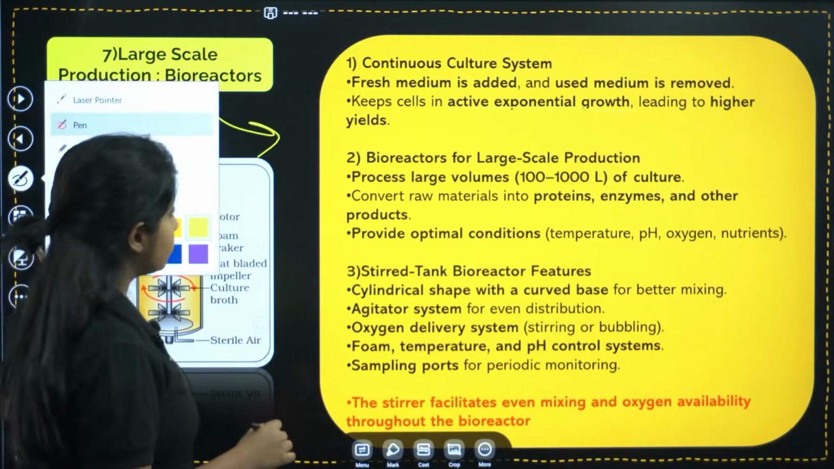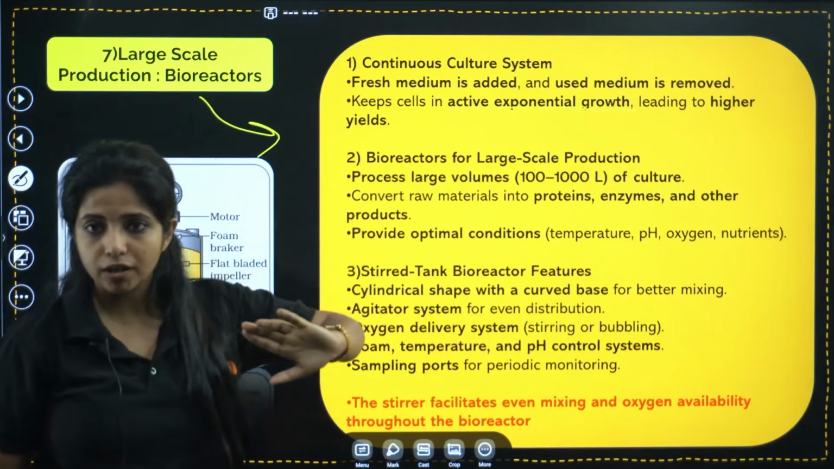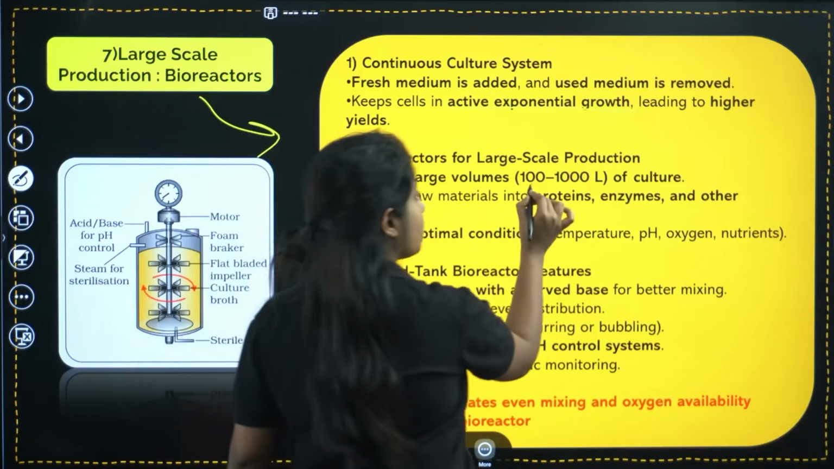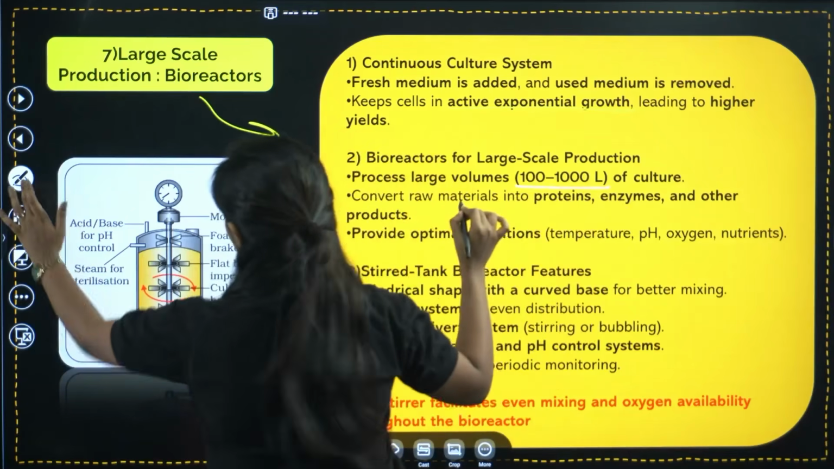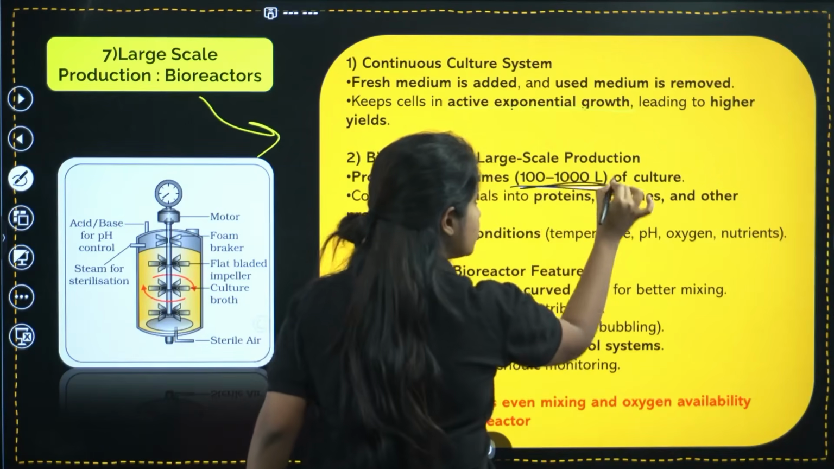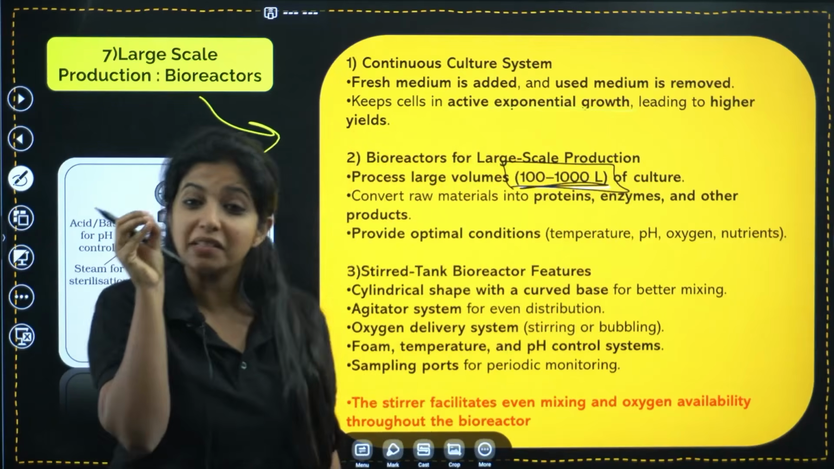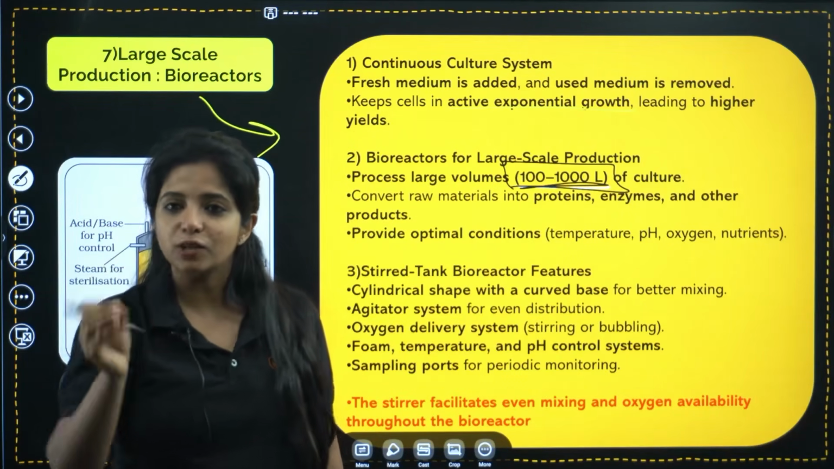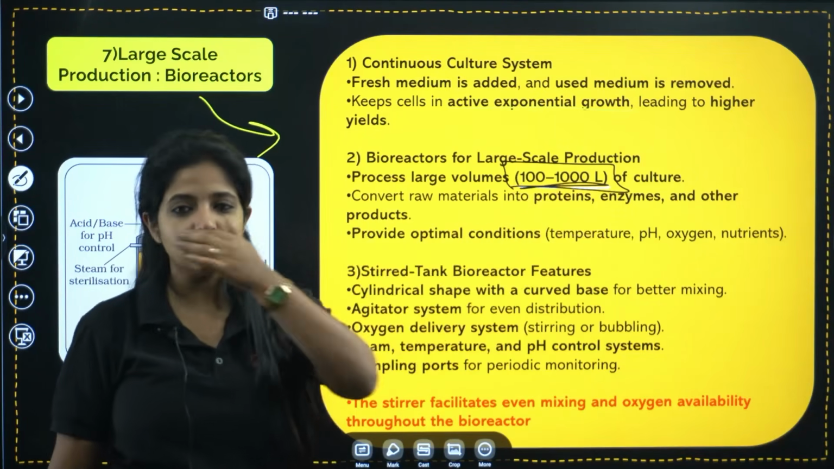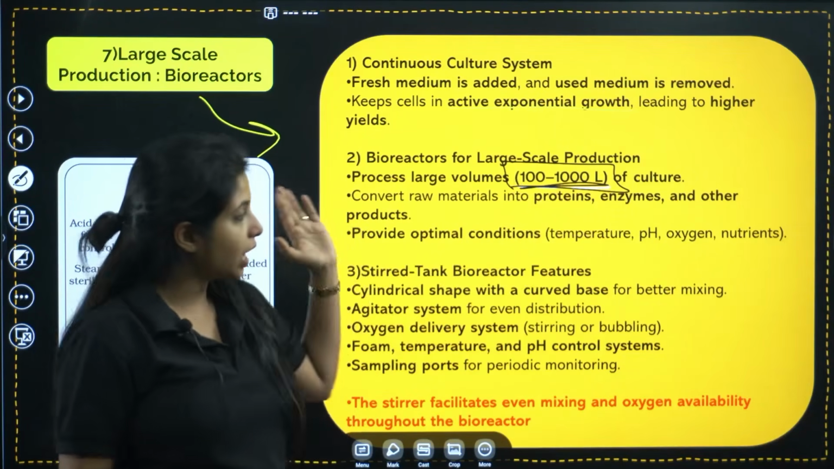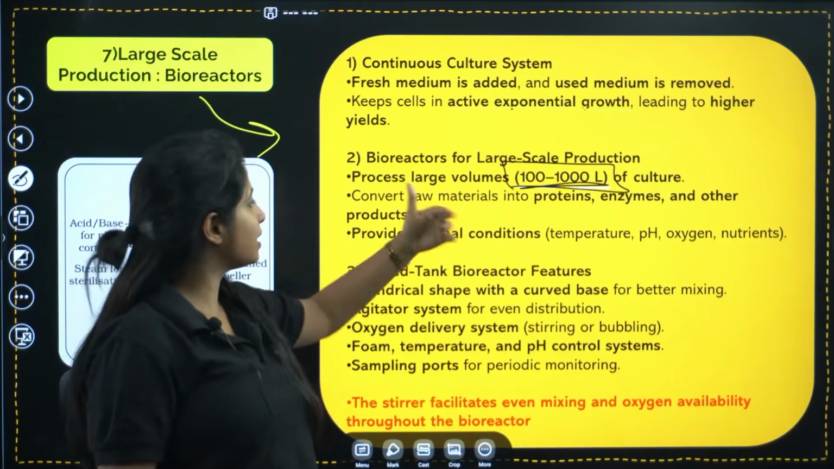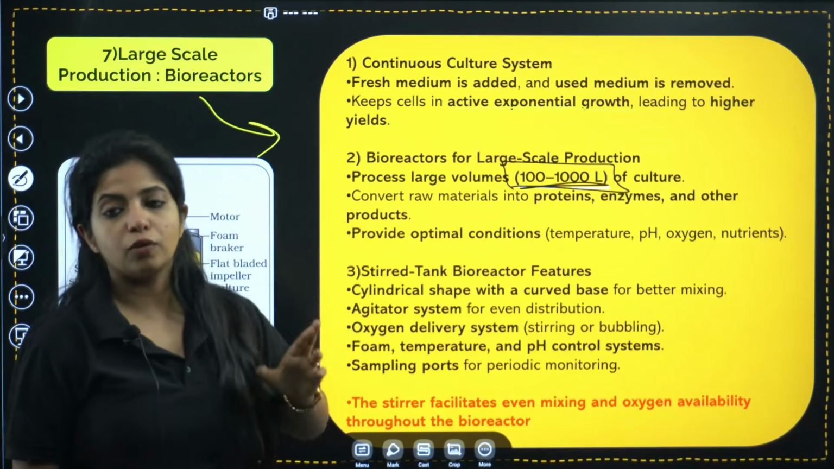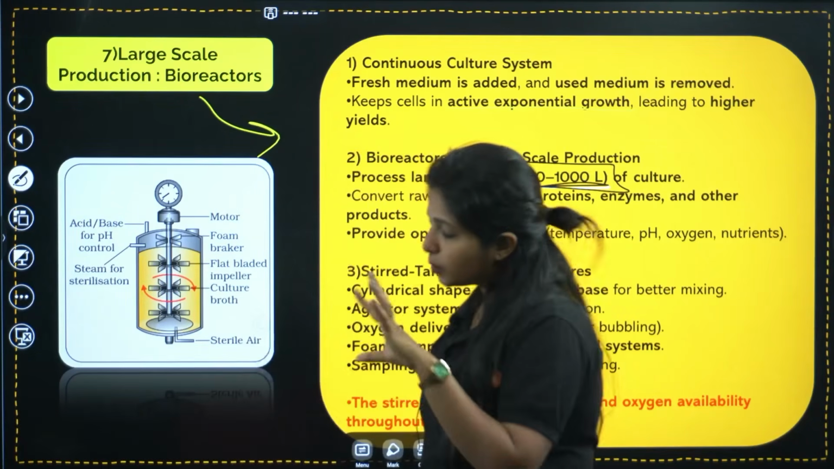Otherwise, you have one more thing, bioreactors for large scale production. It processes large volumes, that is, 100 to 1000 liters. NCERT's questions are coming like this only, 10 to 100 and things like that. You need to know the small details. So please remember, 100 to 1000 liters can be produced over here. It converts the raw materials into what? Proteins, enzymes, and other products. You just need to provide the optimal temperature and optimal conditions.